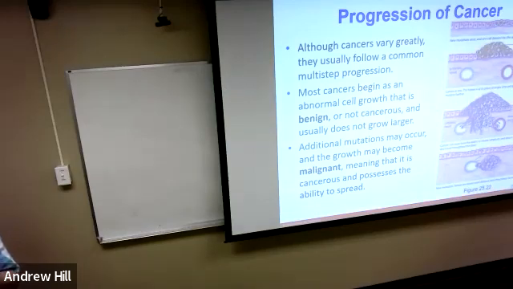So most cancers begin as abnormal growth that's called benign. It's not cancer. It usually does not grow larger. A mole is actually an example of this, right? Okay. So don't get too concerned about moles, but monitor them and make sure they don't start mutating. Additional mutations may occur, and the growth may become malignant, meaning that it's cancerous and possesses the ability to spread. So that's essentially what's happening with this purple cell.